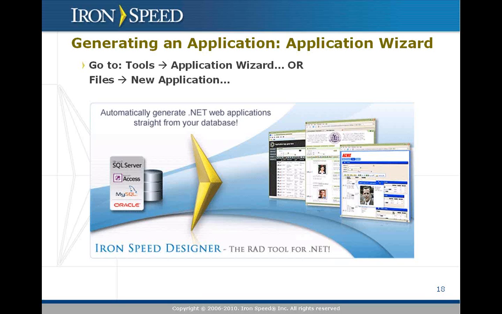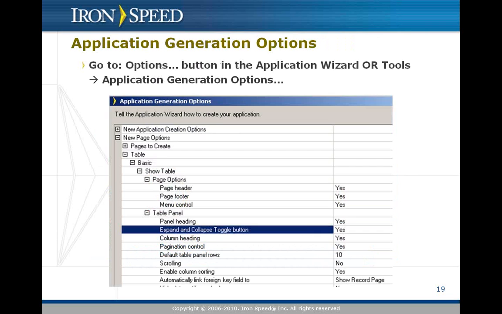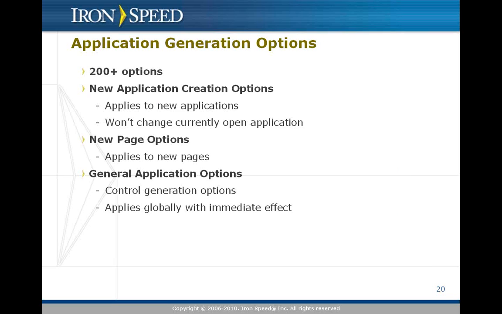Wizard. I'm going to show this by way of example, but first I want to highlight one very important feature, which is the Application Generation Options dialog, which you access in the Application Wizard through the Options button. The Application Generation Options dialog has over 200 different options that govern how your application is generated. They're divided into three broad groups.